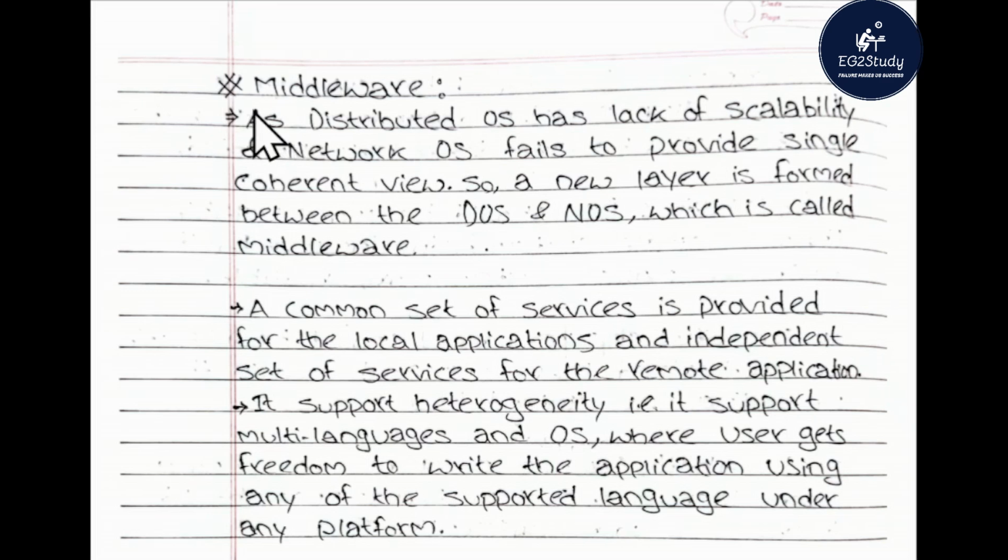Let's discuss middleware. As distributed operating systems lack scalability and network operating systems fail to provide a single coherent view, a new layer is formed between distributed operating systems and network operating systems, which is called middleware.